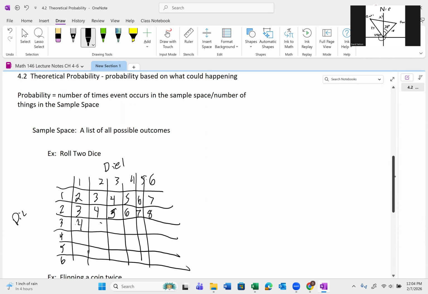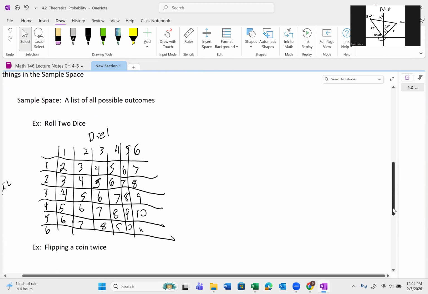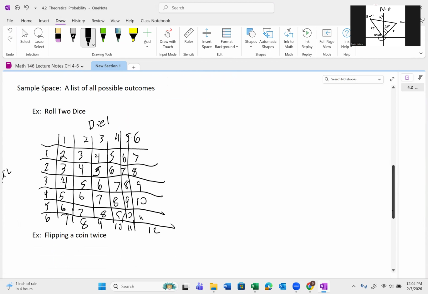Let me do it here really quick. I need a little bit more space. Scroll down here a little bit for me. There we are. No, don't slide over. Scroll down. Okay. 7, 8, 9, 10, 11, and then 12, which is when you get that 6 and 6.